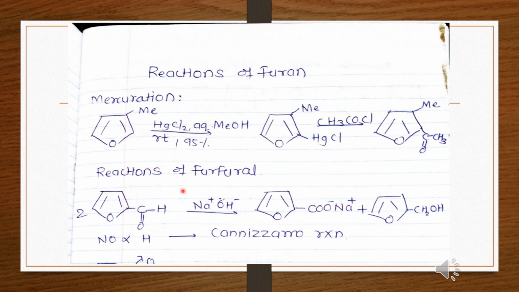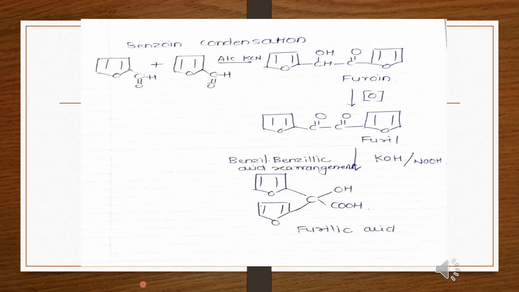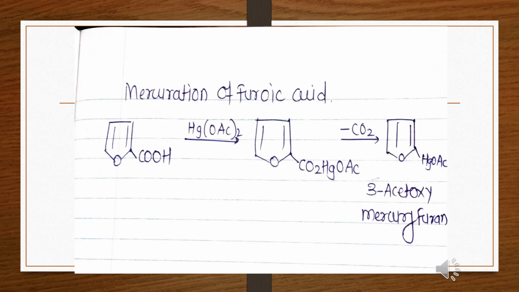Now these are the reactions of furfural. There are 2 molecules of furfural in the reaction with NaOH. It will form sodium salt and alcohol. Now as there is no alpha hydrogen, this aldehyde will not give an aldol reaction, but gives the Cannizzaro reaction. Now this one is a benzoin condensation. Benzilic acid rearrangement will give furilic acid. Then in this process mercuric acetate will turn furoic acid to 3-acetoxymercuri furan.